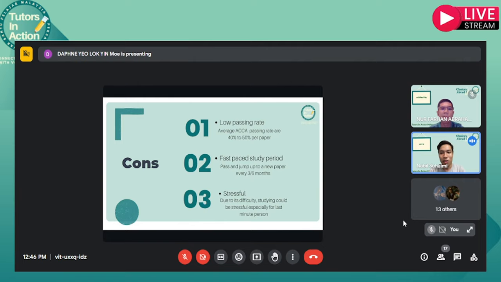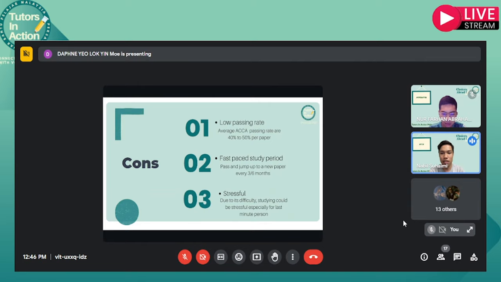Okay, doing ACCA means that your mental health is at risk, to be honest, because ACCA has a very low passing rate, an average of 40 to 50% per paper. To illustrate this, imagine if 100 people enter the exam hall, only 40 of them go out having passed the paper. So that talks about how hard the paper is.